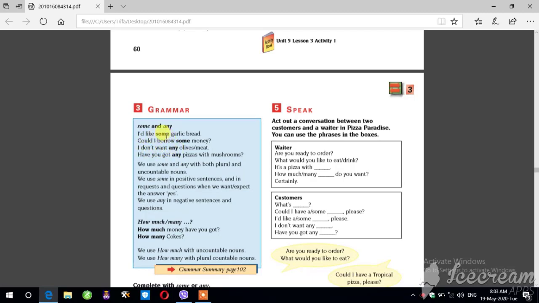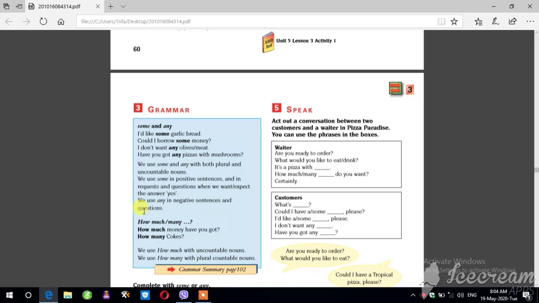So we use some and any with both plural and uncountable nouns. But we use some in positive sentences and in requests and questions when we want or when we accept the answer yes. But we use any in negative sentences and questions.